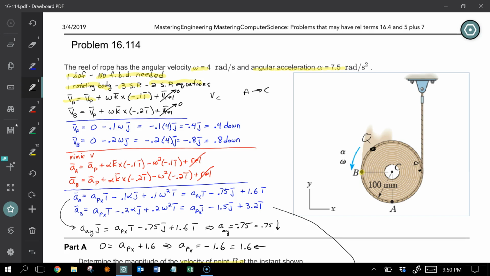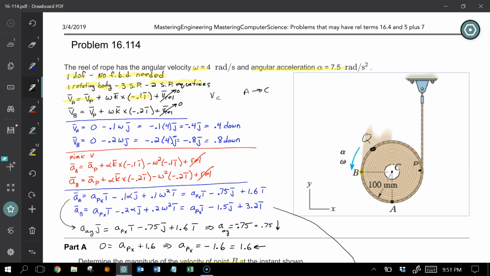R goes from P to C, so that is 0.1, and it's to the left. That's why it's negative I. And omega is going to be in the positive direction, counterclockwise, which is 4. Okay, there are no V-rel terms because C and P do not get any further apart or closer together when it moves, and so that's why that's 0.